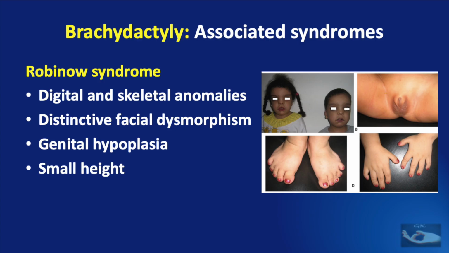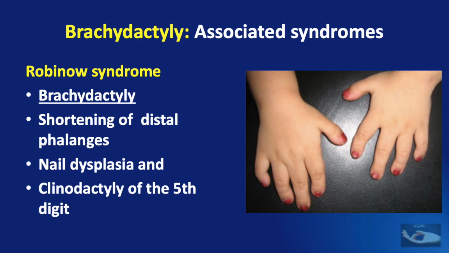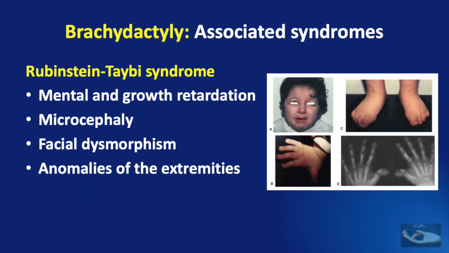Robinow syndrome is a rare syndrome characterized by digital and skeletal anomalies like mesomelic shortening of the limbs, rib fusion, hemivertebra and scoliosis, distinctive facial dysmorphism like hypertelorism, midfacial hypoplasia and nose anomalies, genital hypoplasia and small height. Brachydactyly in these patients is characterized by shortening of the distal phalanges, nail dysplasia and clinodactyly of the little finger.